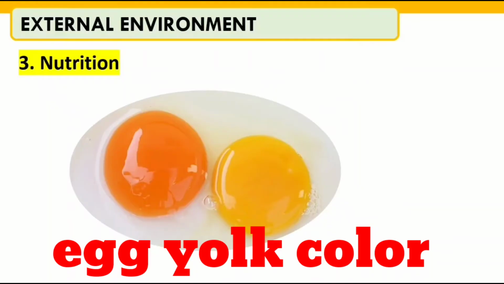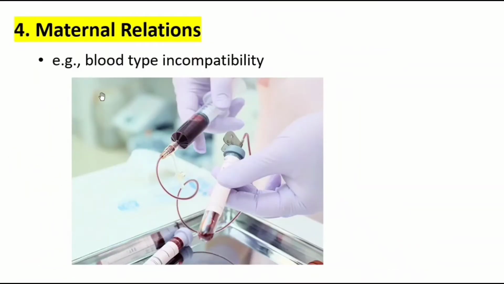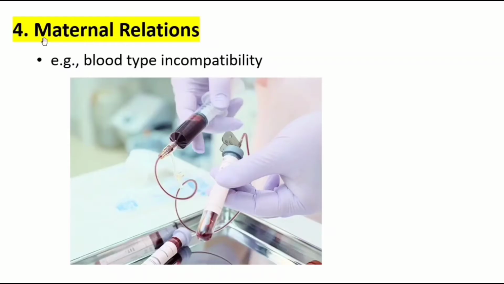Okay? Next, let's proceed to the last topic under external environment. We have here maternal relations. So, in the case of mammals, where the direct body relations between parent and progeny extend beyond fertilization, the interaction between the fetus and the maternal environment still occurs. Okay? So, ang example dito, we have blood type incompatibility between the mother and the offspring. And the blood type incompatibility could produce special effects on the survival of particular genotypes.